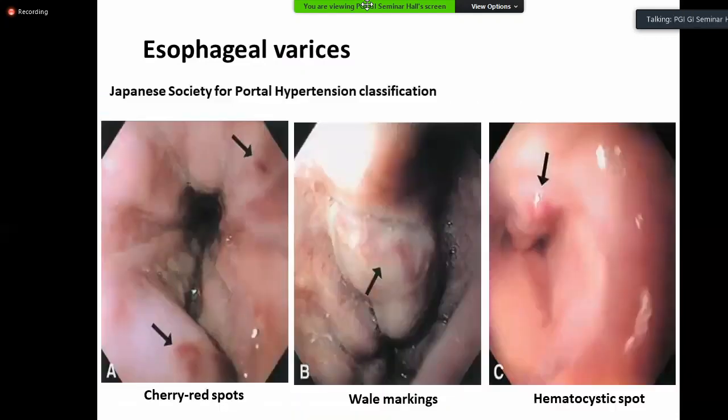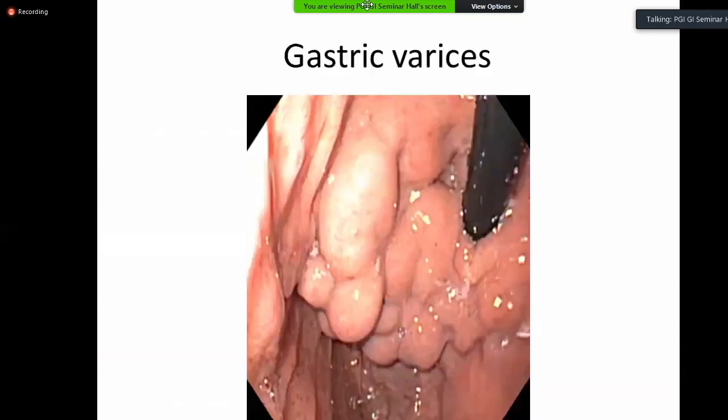Then the other features on the varices are the presence of stigmata of recent or impending bleeding, like the cherry red spot, red veil marking, or hematocystic spot, that is varix upon varix. So these signs denote more likelihood of bleeding.